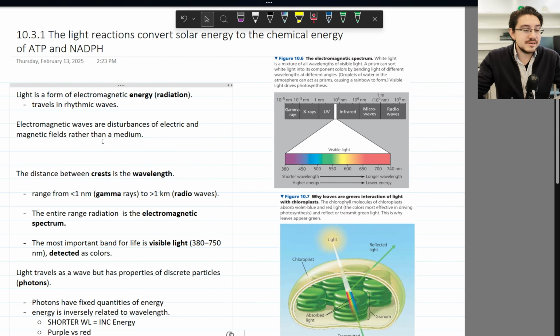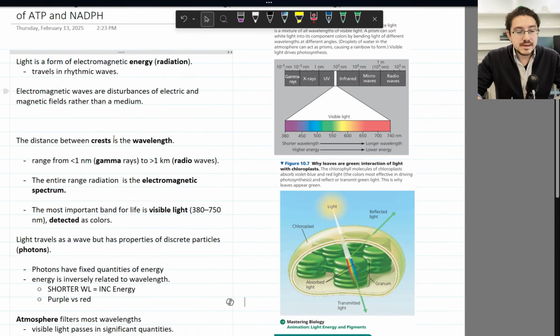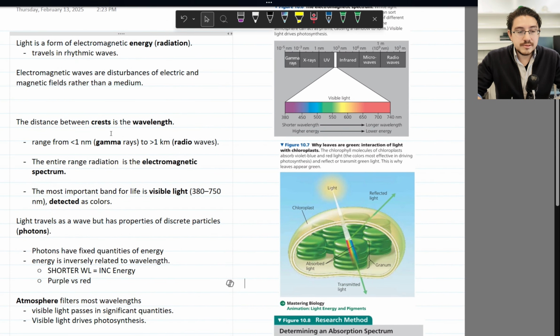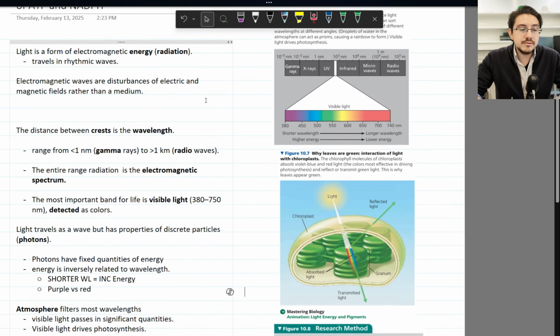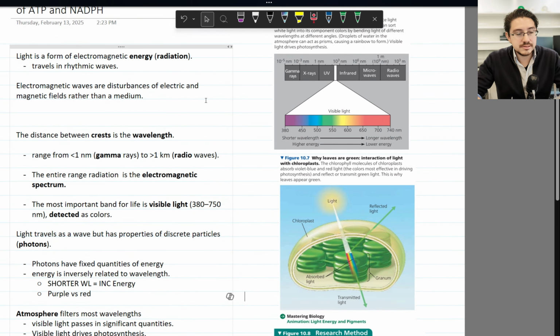Light travels through space in a vacuum. It doesn't necessarily have to travel through a medium. So you have these electromagnetic waves. As you know, the basic structure of a wave has crests and troughs, and a wavelength. The distance between crests is the wavelength. You can have different variations of wavelengths in terms of how long they are. They can range from very, very small, nanometers.